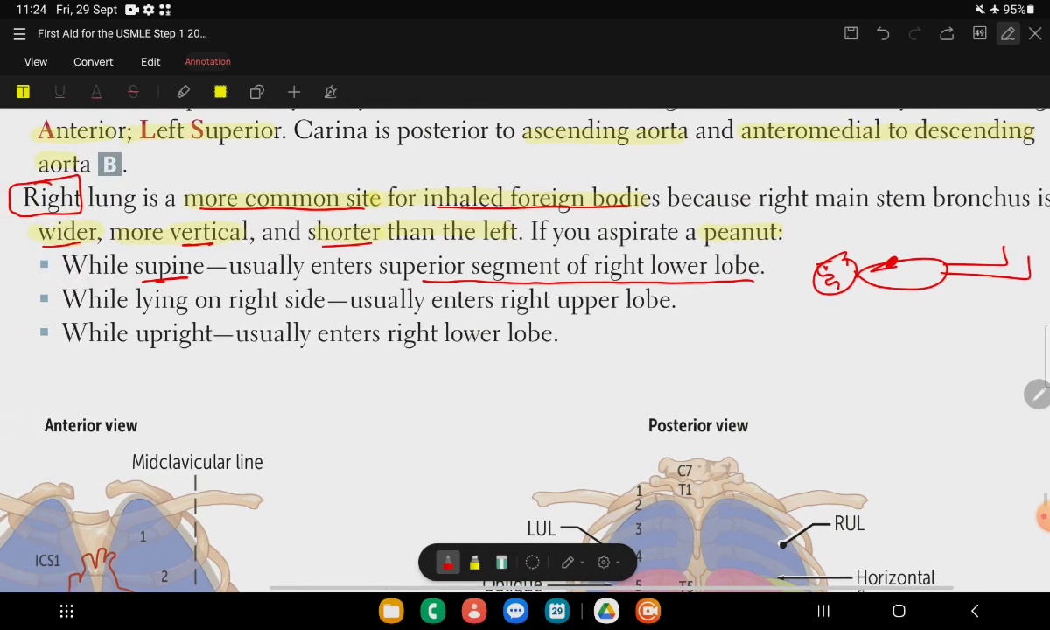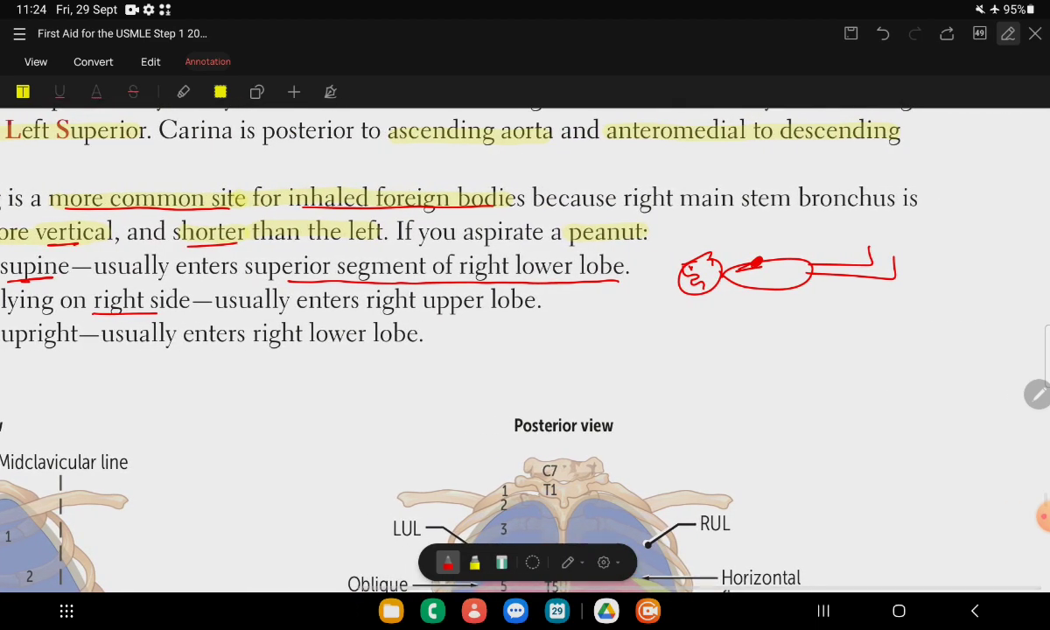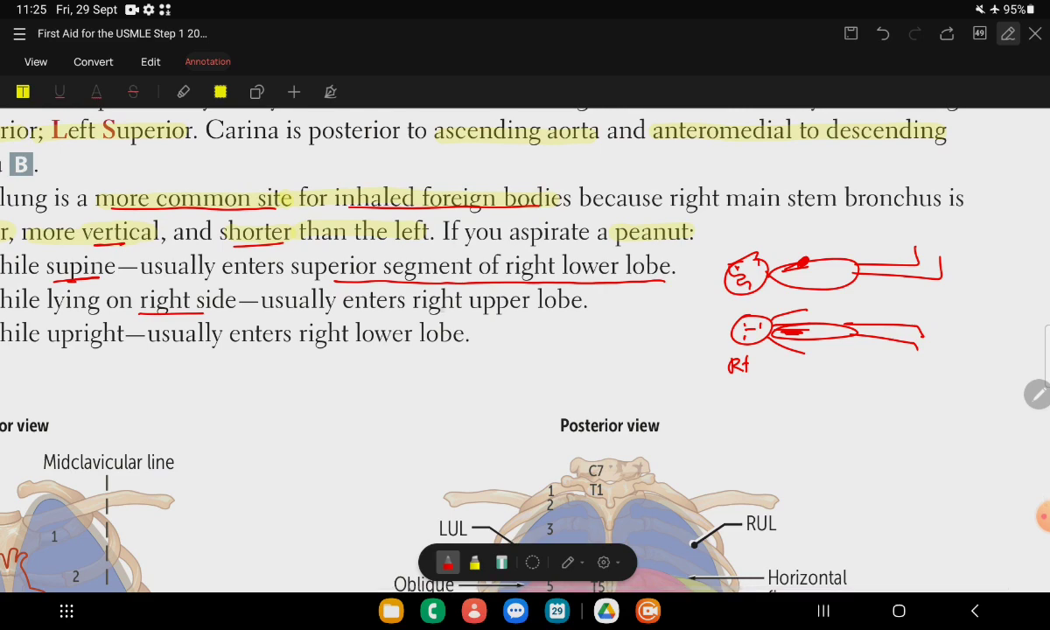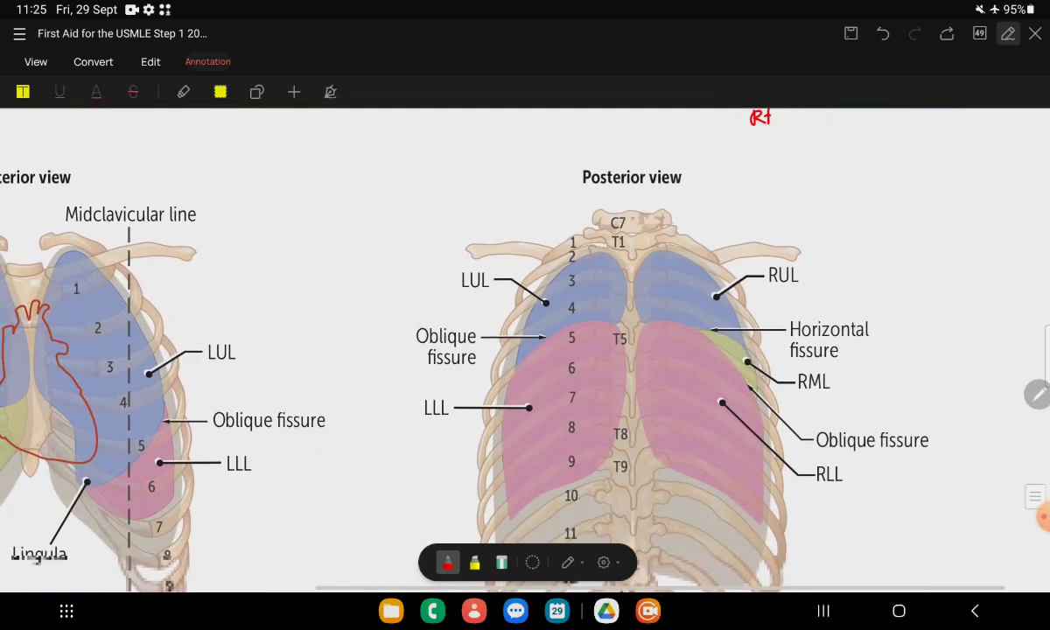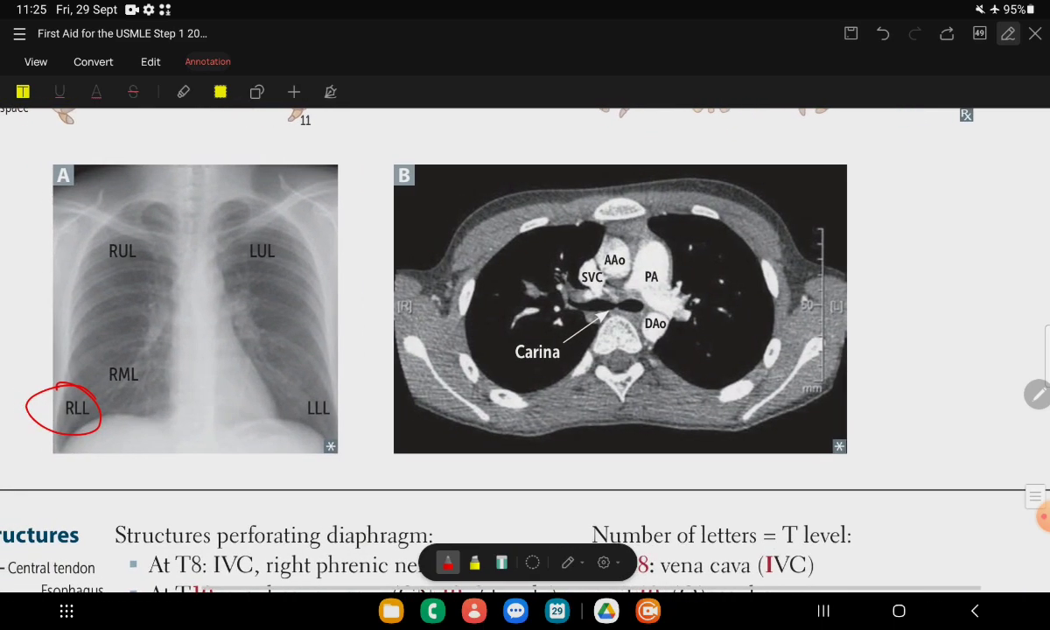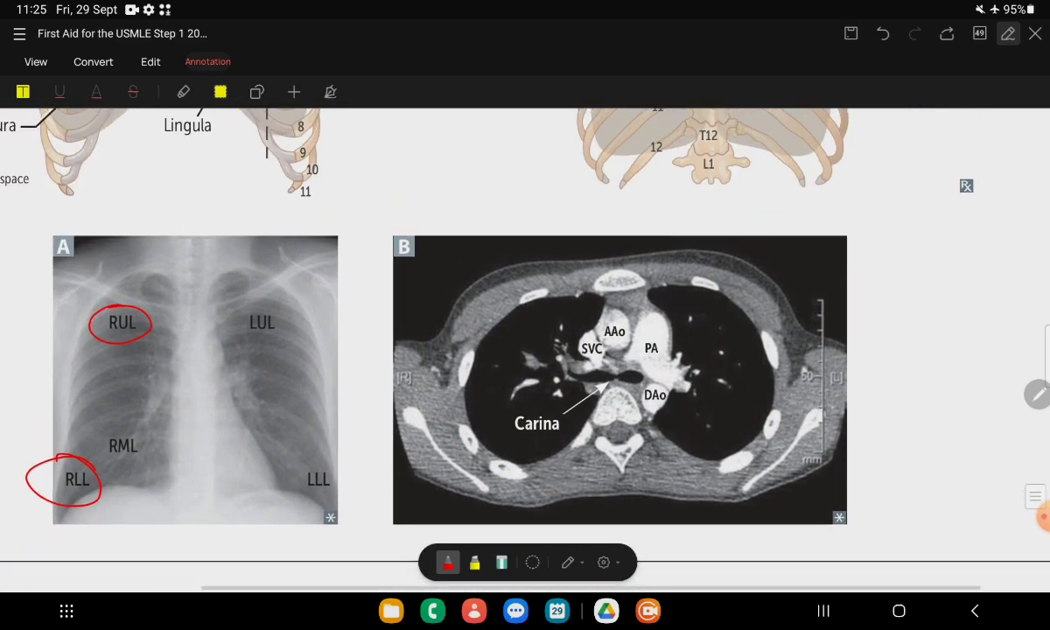When a person is lying on the right side, technically the face will be like this and the body will be like this. So basically it is the right side, and while lying on the right side, the right is the lower side and the left is the upper side. So usually the aspirate enters the right upper lobe, this part, the right upper lobe, which is the nearby one.